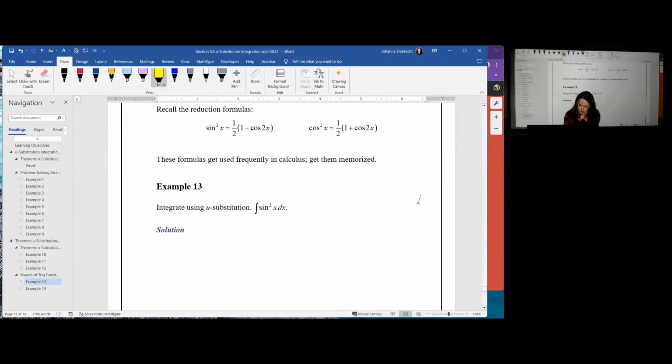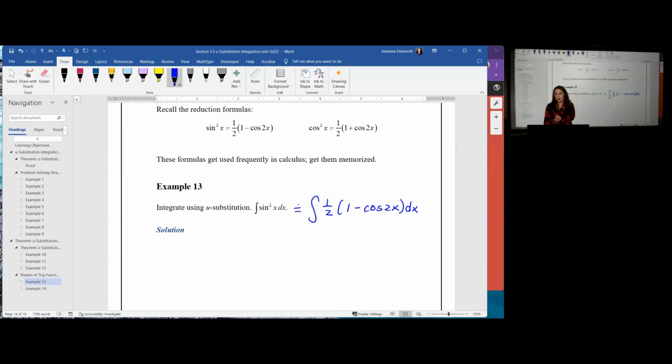When we look at example 13, we can see that we have the indefinite integral of sine squared of x dx. We should end up with an antiderivative function in terms of x plus the constant of integration. However, we cannot directly integrate sine squared of x. Use the reduction formula to rewrite the integrand instead as the integral of 1/2 times 1 minus the cosine of 2x with respect to x.